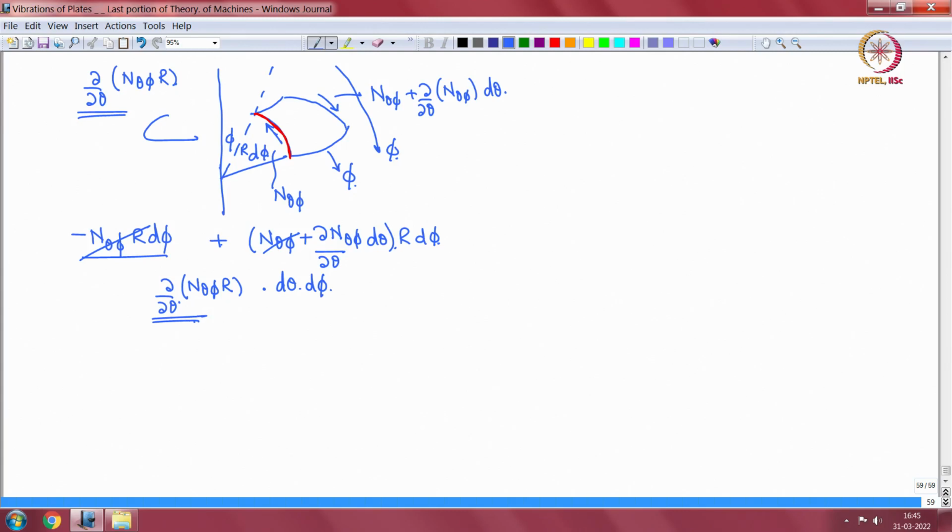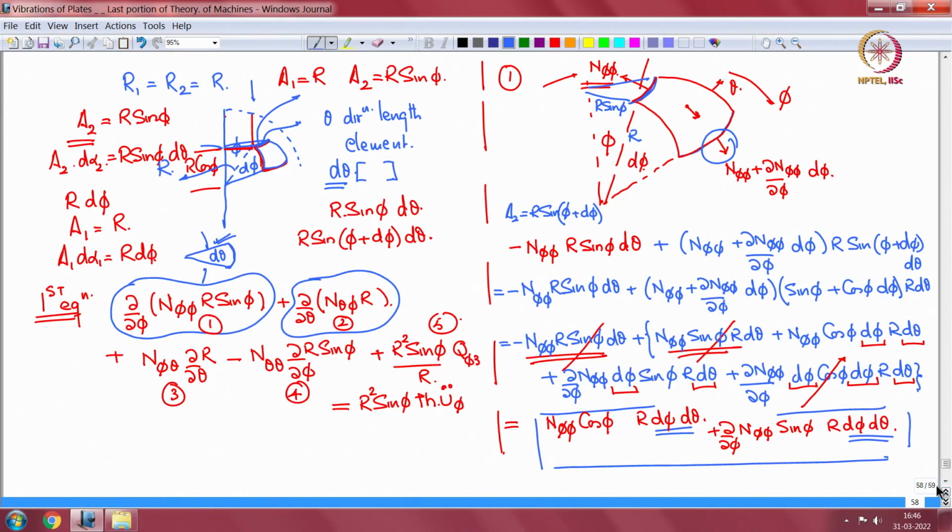Okay, next the third term. If you look at the third term, it is n phi theta del r by del theta. We will set it to 0 because r is not changing with theta. So for this geometry this is 0.